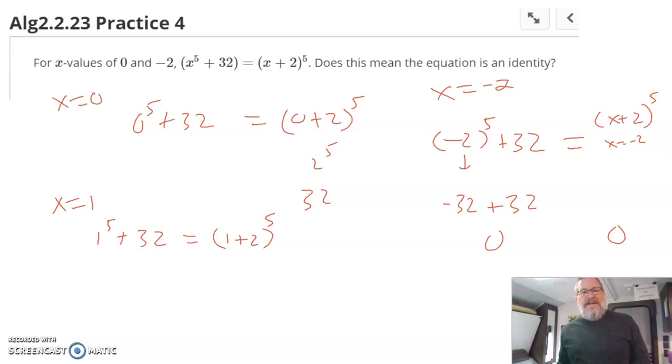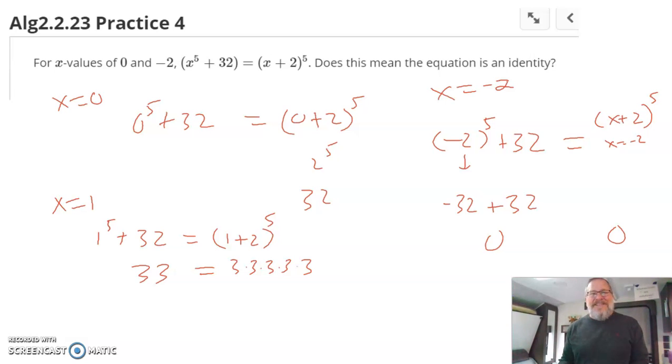That's 3 to the 5th. So this is 3 times 3 times 3 times 3 times 3, right? That's going to be pretty big, right? Is this equal to 33? No. So that would have been a good way to get full credit here. Just say, no, I checked x equals 1. We don't have to investigate further.